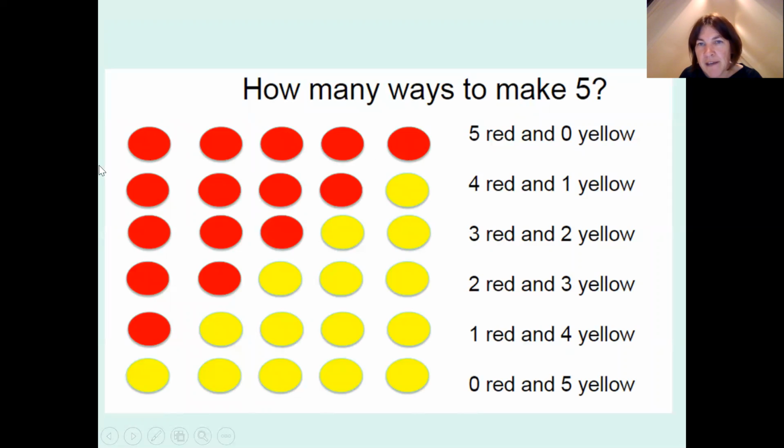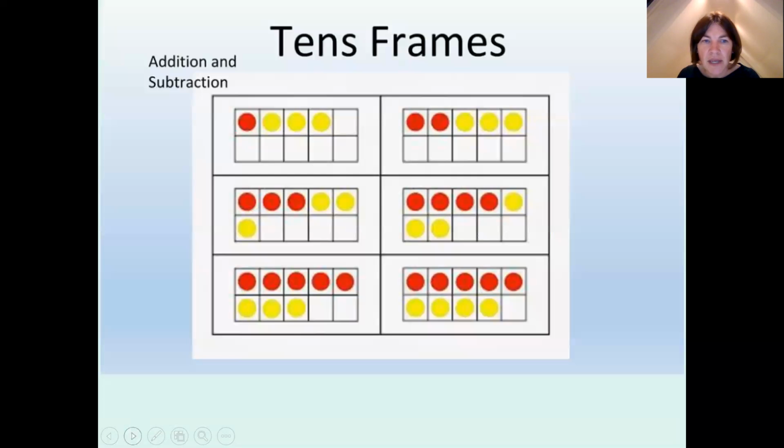So in reception, they will be looking at walls of 5, or we can sometimes have just the 5 on their own. We call it a 5 frame, and particularly using different coloured counters. So they'll be saying, okay, I've got 5 red and no yellow. I've got 4 red and 1 yellow counter, and that makes 5. And then they begin to use different language. They're saying 4 red add 1 yellow equals 5. So the language is built up as they're looking at it.